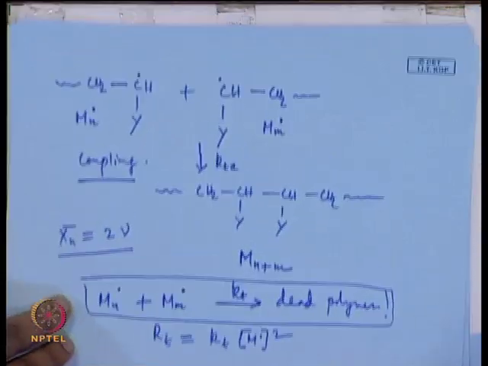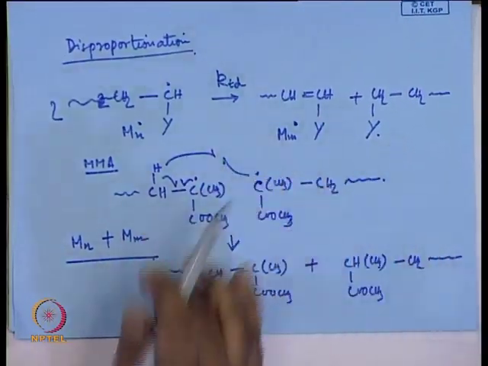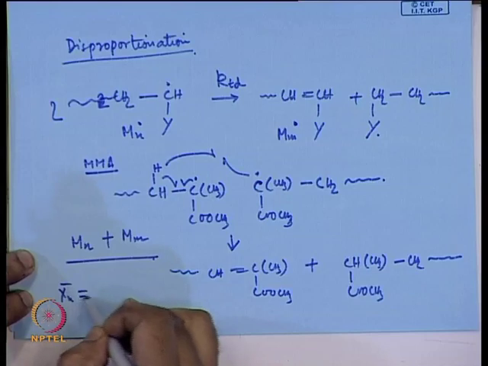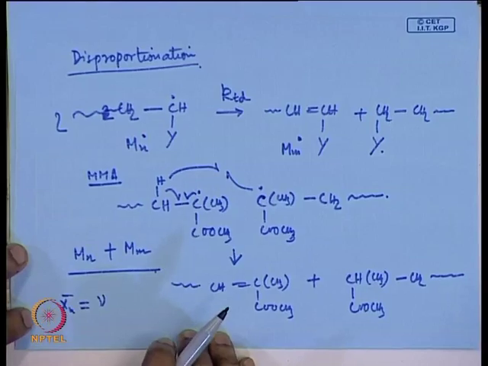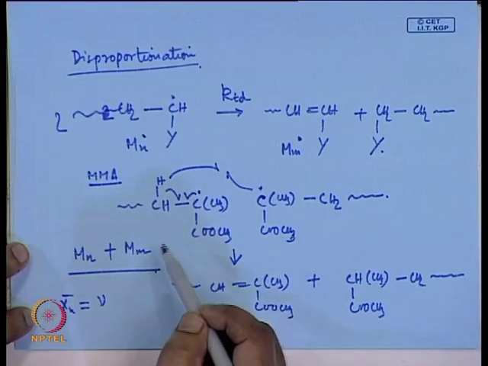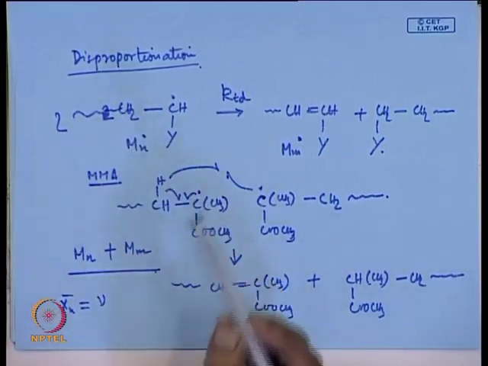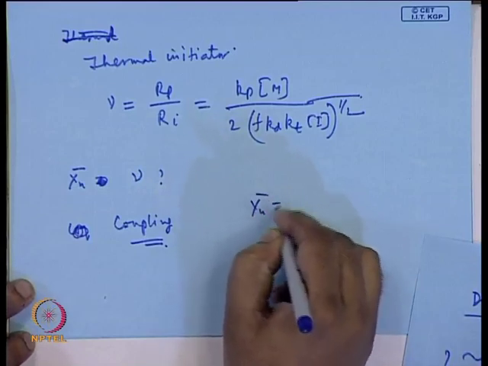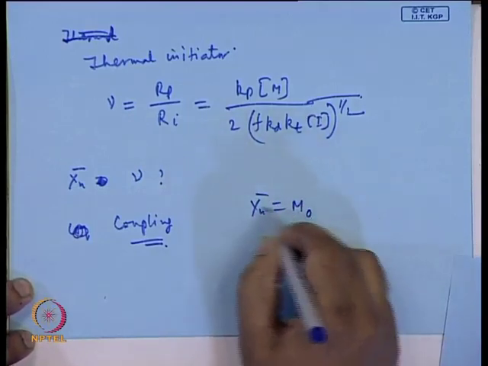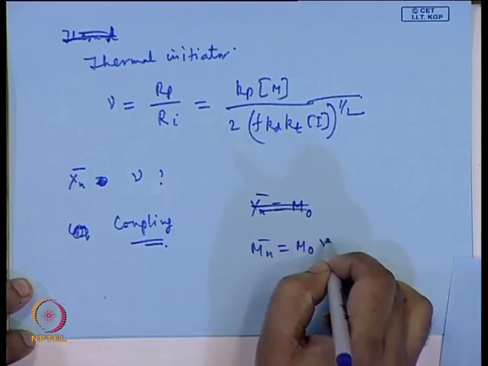If it gets terminated by the disproportionation reactions we showed earlier, then the average degree of polymerization is nu, because the average number of monomers per radical is the size of this chain, and we know that Mn bar is M0 Xn bar.